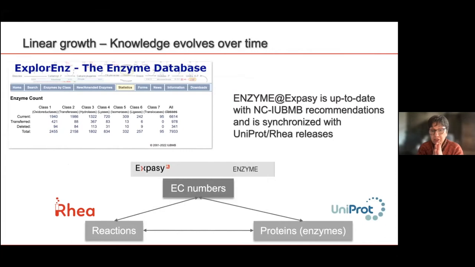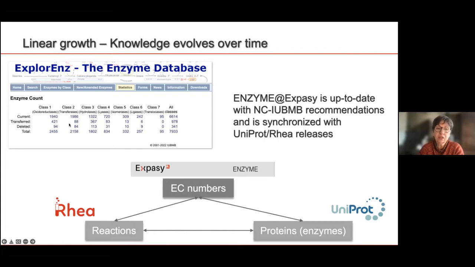The enzyme classification is one of the few resources that has a linear growth, like Rhea, for instance. A lot of biological data resources today have an exponential growth. We have a linear growth, but we have to know that knowledge evolves over time. So here, you can see the status of the number of EC numbers per class.